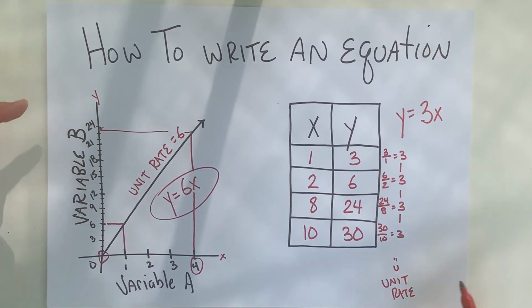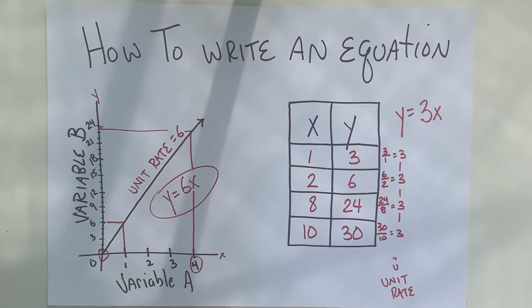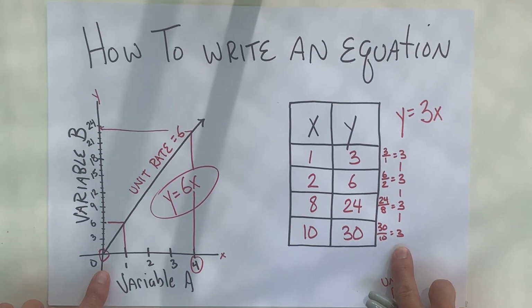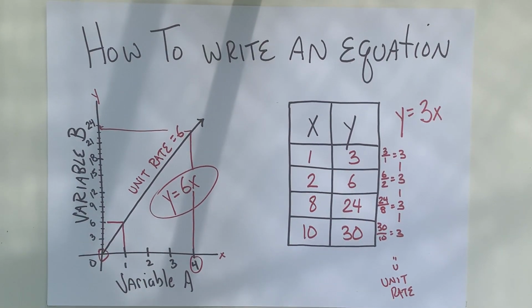All right? So there you go with proportional relationships. Again, look for lines or patterns that have some consistency and/or go through the origin, and you have yourself a proportional relationship. Good luck.